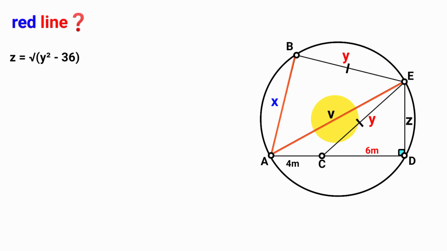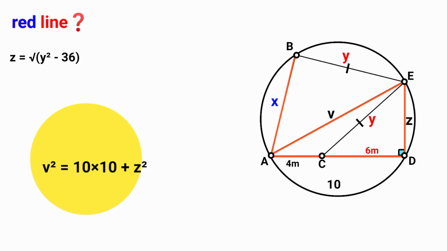Let's assume its length to be V. Now look at this triangle ADE. It is also a right angle triangle. We have this side to be V. This side has its length to be the sum of this 4 meters and this 6 meters, which is 10 meters. And this is z. So by Pythagoras theorem, the square of this V must be equal to the sum of the squares of this 10 meters and this z. So V squared equal to 10 squared plus z squared.